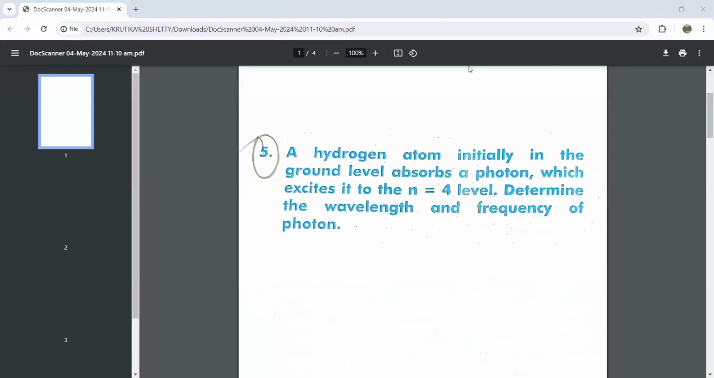Good morning, students. So we are discussing the numericals on atoms chapter. Yesterday we discussed a few. Let us continue with the numericals.